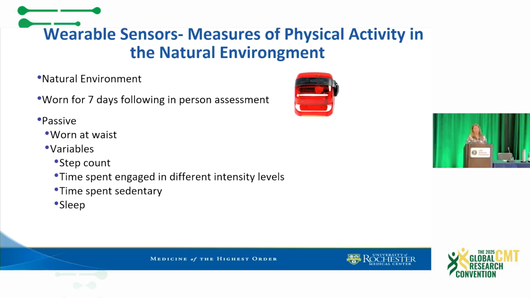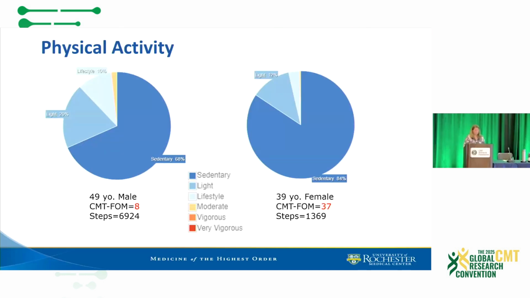What it let us look at were variables of step count, and the amount of time spent in different levels of physical activity: sedentary, light, moderate, vigorous, and very vigorous. It also does capture sleep, but we haven't looked at that data quite yet. Here you can see a single day of activity, comparing someone with less severe CMT versus someone who's more affected, and the difference in the amount of time they spend in different activity levels.